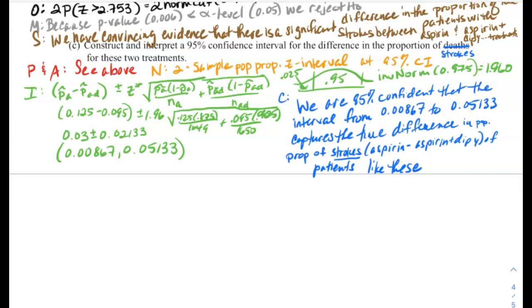Okay, so remember the idea here is it doesn't go to the population of everybody, just the population of those like the ones that were in the experiment. Cool. That is our population. That's who we're talking about. We're not talking about all people. We're just talking about people like these that took these two treatment options. All right, and that's it.